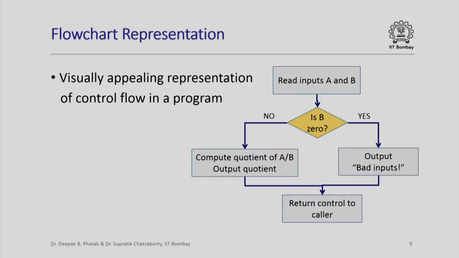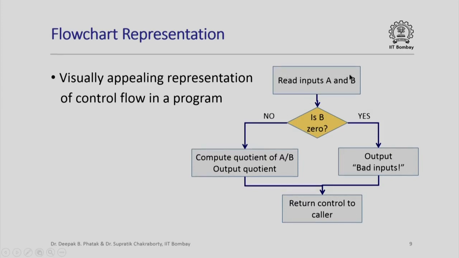Now this form of conditional execution is very nicely and appealingly represented through what we call a flowchart representation. So a flowchart is basically a visual representation of how control flows in a program. So here is a simple flowchart for the program that we just saw.